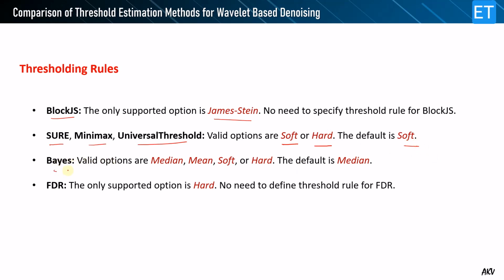For Bayes, the options available are median, mean, soft, and hard. Any of the four you can use, but the default is median thresholding. And for FDR, only hard thresholding is supported. So there is no need to define other threshold rules for FDR in Matlab.